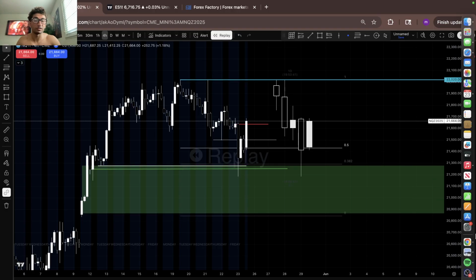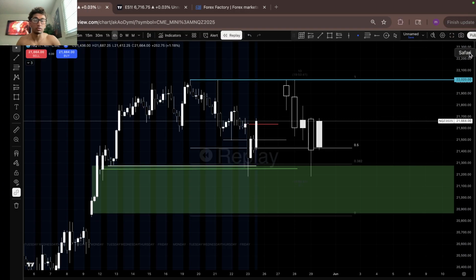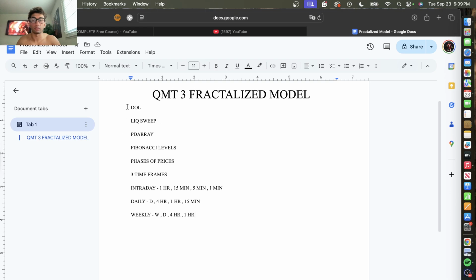Now we go through the phases of price. So again, we already have our drawn liquidity, previous week high. We have liquidity sweep, PD array, Fibonacci level. Now we're going through the phases of price to find an entry. I should write that down. So now we're going through our time frames: daily, 4 hour, 1 hour, 15 minute.